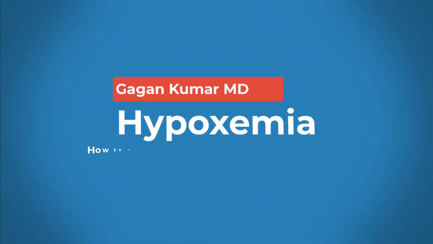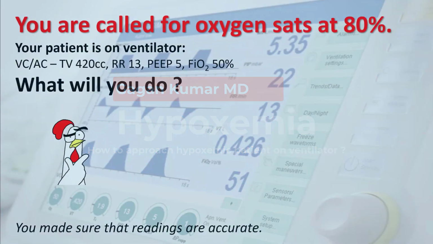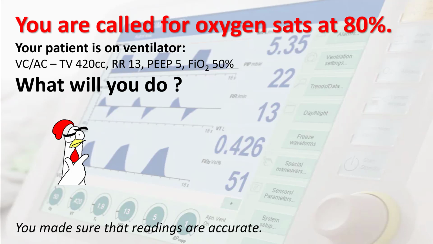Hello everyone, today we'll be talking about how to manage a hypoxemic patient in the ICU. So you're called to evaluate a patient whose oxygen sats are at 80%, and he's on a ventilator, and these are his ventilator settings. Let's see how we'll approach this patient.